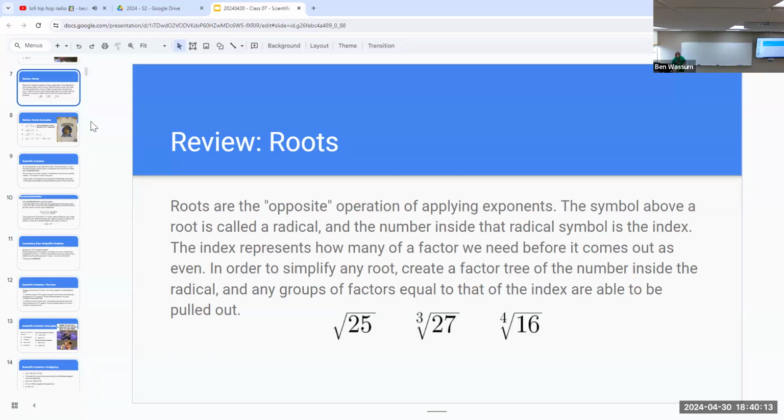All right. Roots. Roots are basically the opposite of exponents. They're actually the inverse of exponents, but probably don't want to play with that. So the symbol above the root is above the radical, and the number inside of that radical symbol is the index. If you don't have one of those, if there's no index there, then it means it's a square root, because that's kind of just the default. If you tried to have a 1 there, you would make a lot of people angry and it would mean nothing.